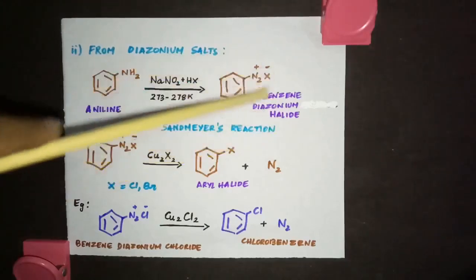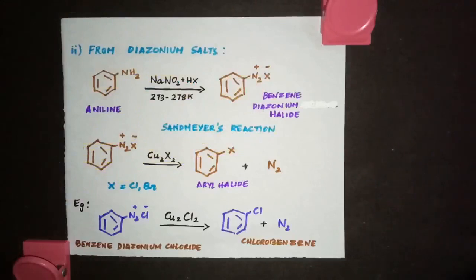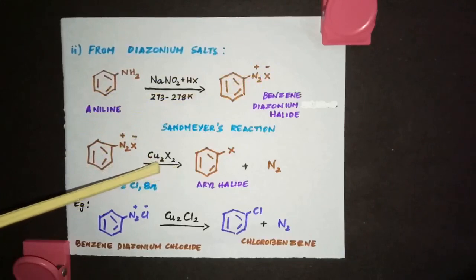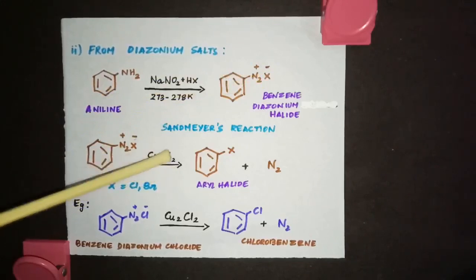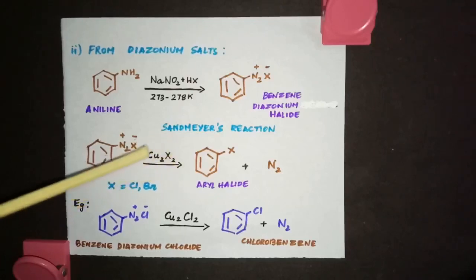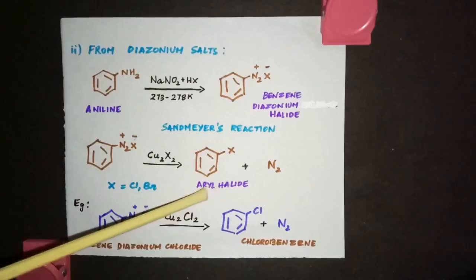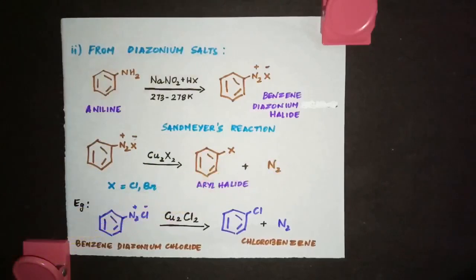This is a very important compound because it is very helpful in preparing a lot of other organic compounds. It is used as the starting material. So now you are taking this benzene diazonium chloride and treating it with Cu2X2. This X can be chlorine or bromine. So you can take it as Cu2Cl2 or Cu2Br2. So now what you get, this is replaced by X. You get an aryl halide. Along with that, you are getting nitrogen.